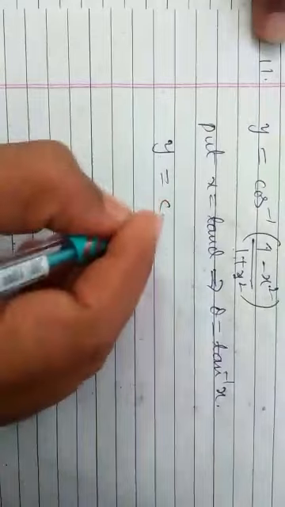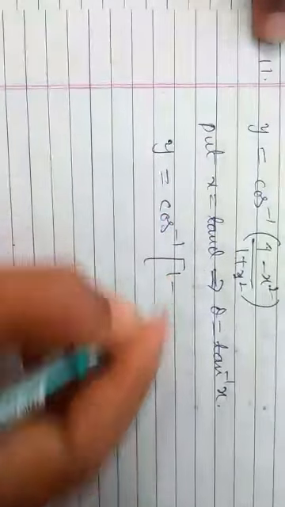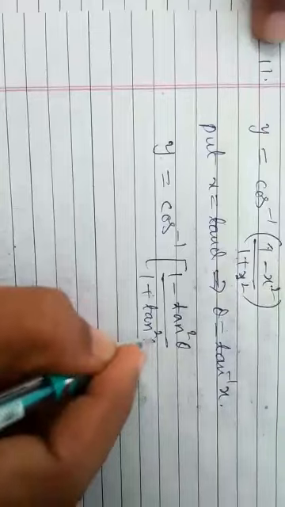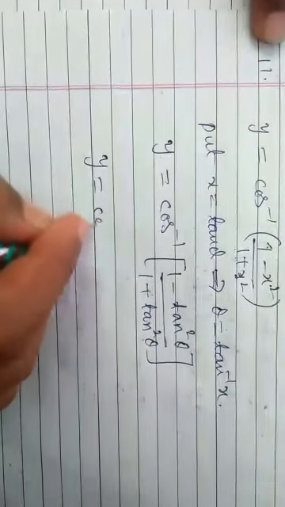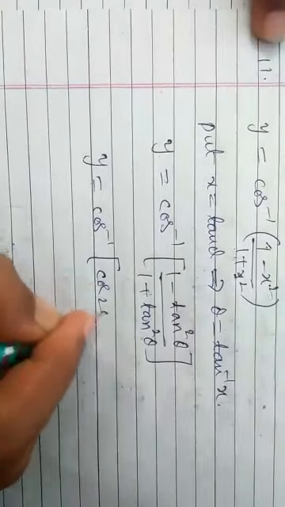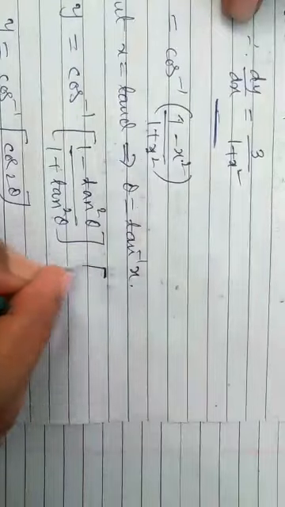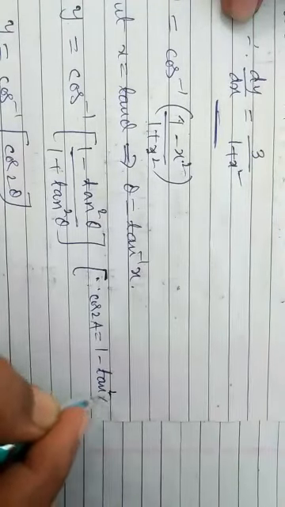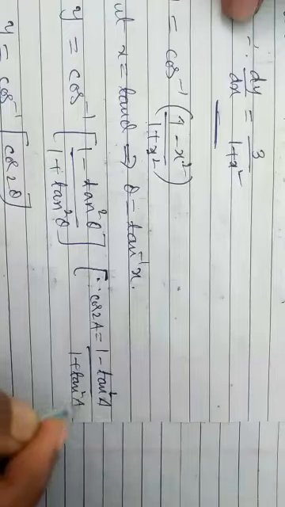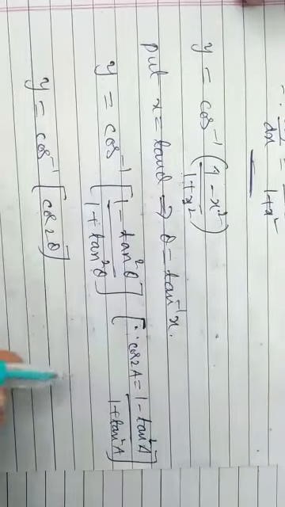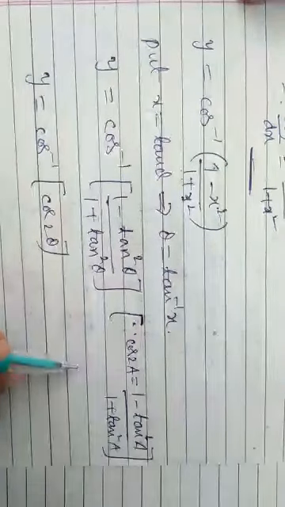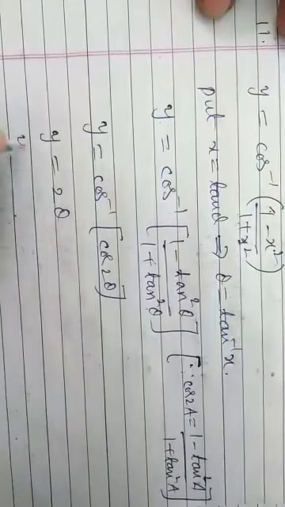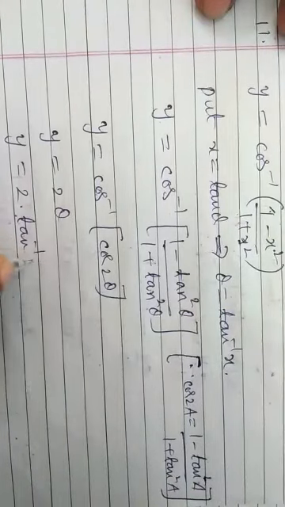Now our problem becomes y is equal to cos inverse of 1 minus tan square theta by 1 plus tan square theta, and y is equal to cos inverse of cos 2 theta, since cos 2a is equal to 1 minus tan square a by 1 plus tan square a, one of the multiples and submultiples identities. Then y is equal to cos inverse of cos 2 theta, which means y is equal to 2 theta, and y is equal to 2 into tan inverse x.